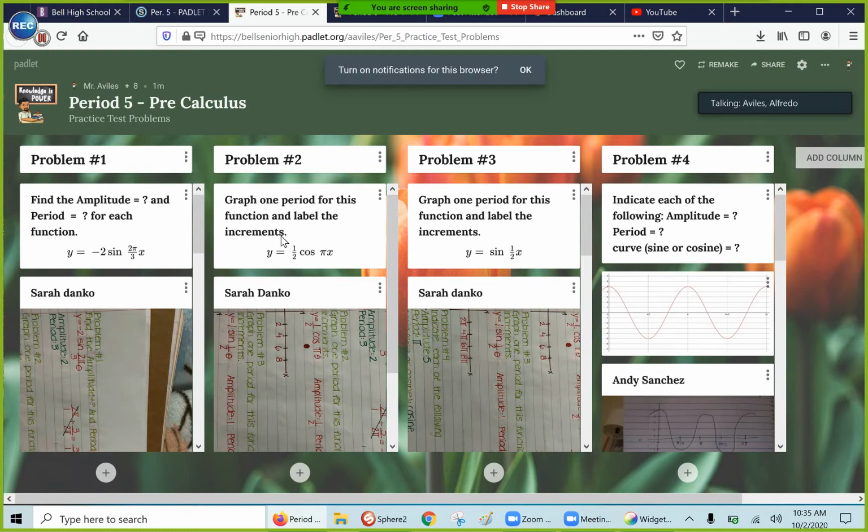This one says to graph one period. And you're going to notice that we're still doing what we did for number 1. We have to, from the function, know what the amplitude is, determine what the period is, and then now we're actually going to look at the function and graph either positive sine, positive cosine, negative cosine. So let's look at this one here. Great use of color and marker and very neat penmanship. Okay, continue, Mr. Campos.